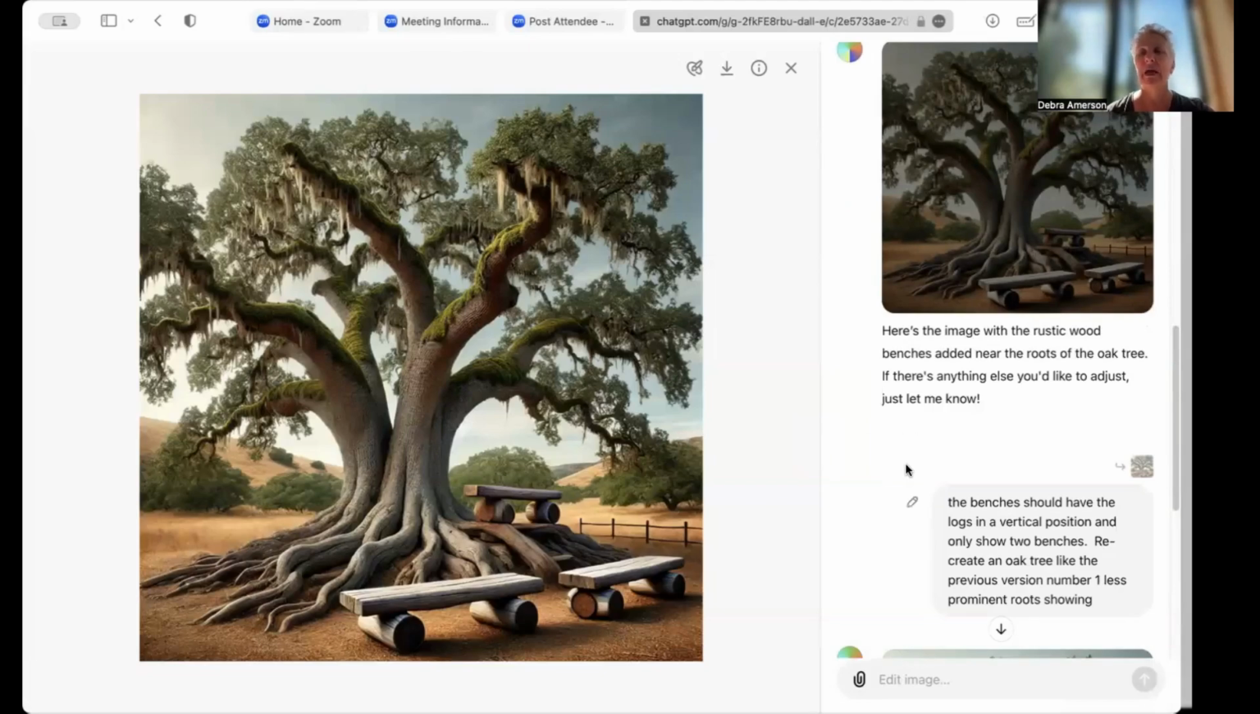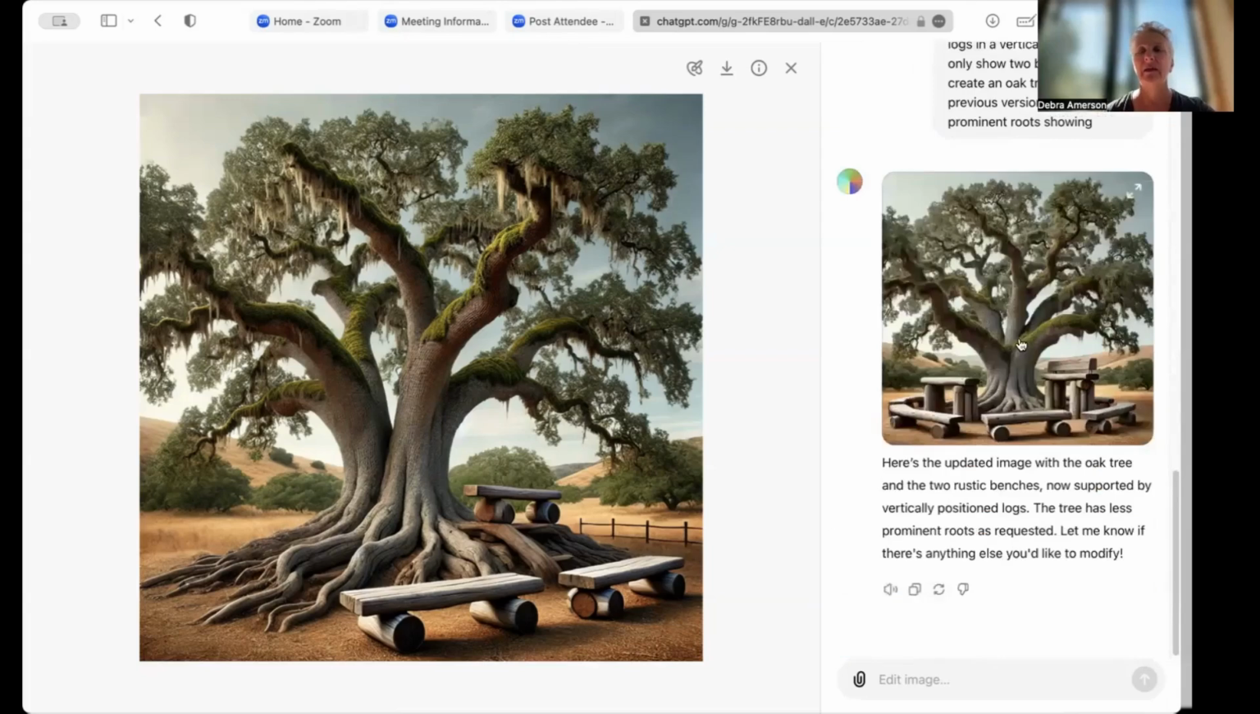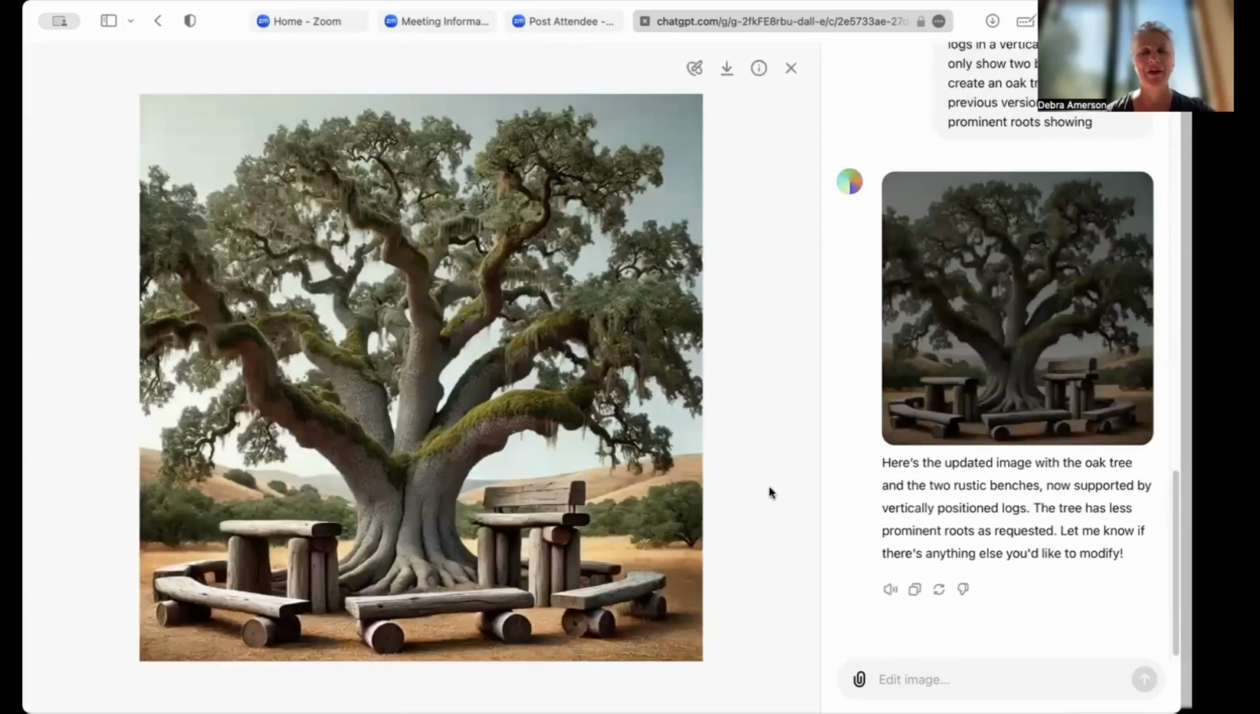So I wrote, the benches should have the logs in a vertical position and only show two benches. Recreate an oak tree like the previous version number one with less prominent roots showing, because the Mama Cass tree doesn't have that big of a root system showing. Okay, so then we click that, and here's what came out. Okay, here's an updated image with the oak tree and two rustic benches, now supported by vertically positioned logs. The tree has less prominent roots as requested. Let me know if there's anything else you'd like to modify.